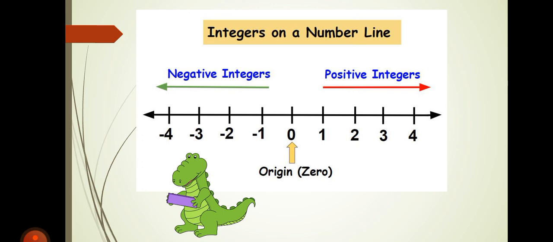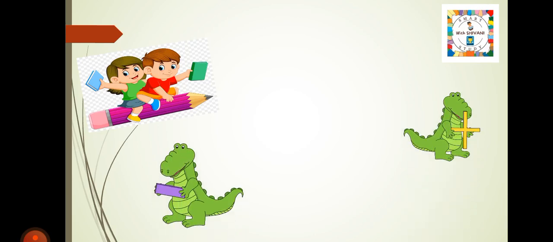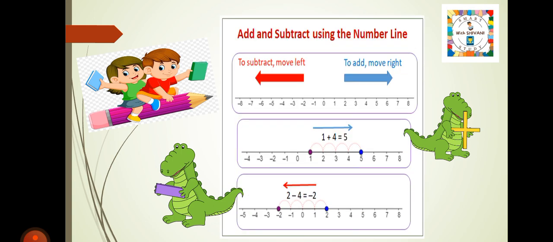Now we will talk about integers on the number line. Basically, there are three parts of a number line. It starts with the origin 0, and on the right side of the 0 we have all the positive integers starting from 1, 2, 3, 4 and so on. And on the left hand side we have all the negative integers, that is -1, -2, -3, -4 and so on and so forth. Now we will be solving a few sums based on the number line, and these cute little dinosaurs will help us. Adding and subtraction using number line.